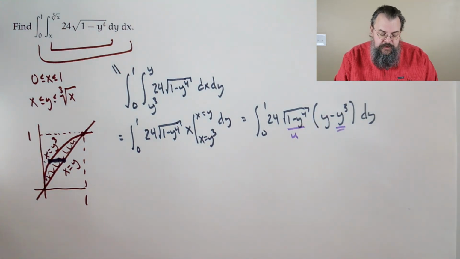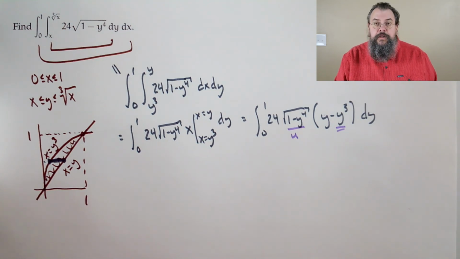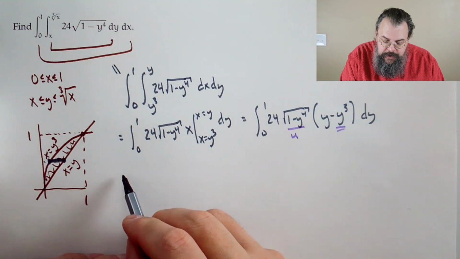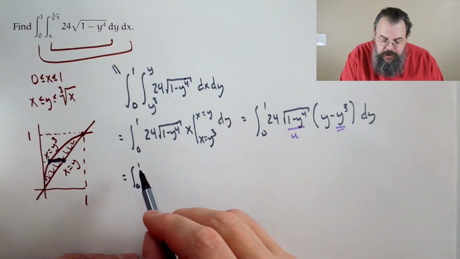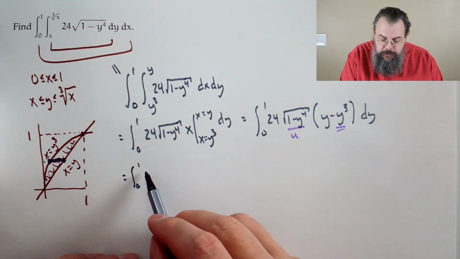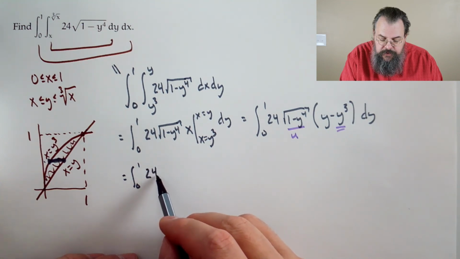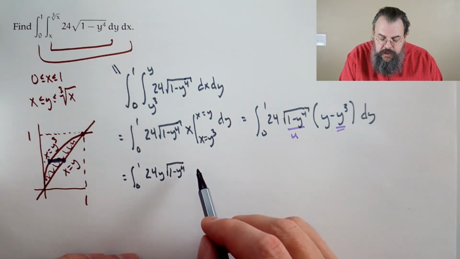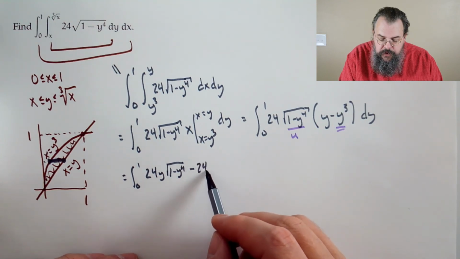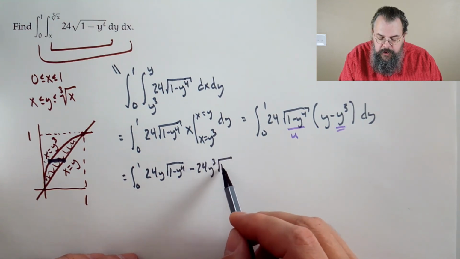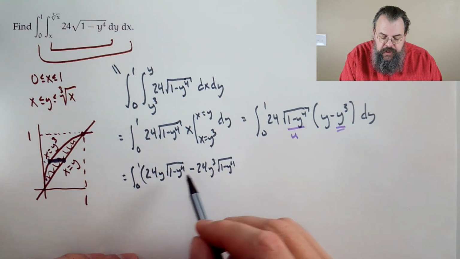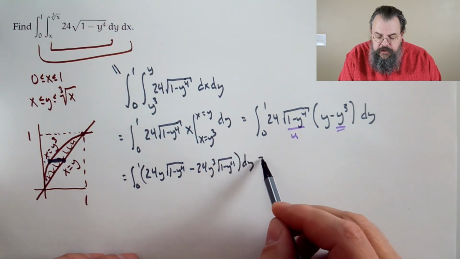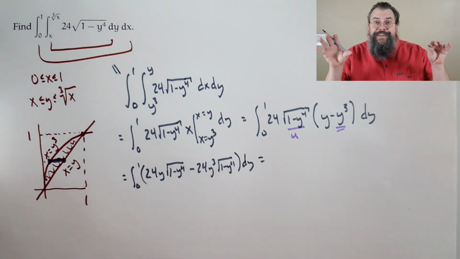This is a really cool trick called expand. And I'm going to combine it in a second with another cool trick. But first off, we can think of this as 24y square root of 1 minus y to the fourth, and minus 24y cubed square root of 1 minus y to the fourth. And the other cool thing is called separate.